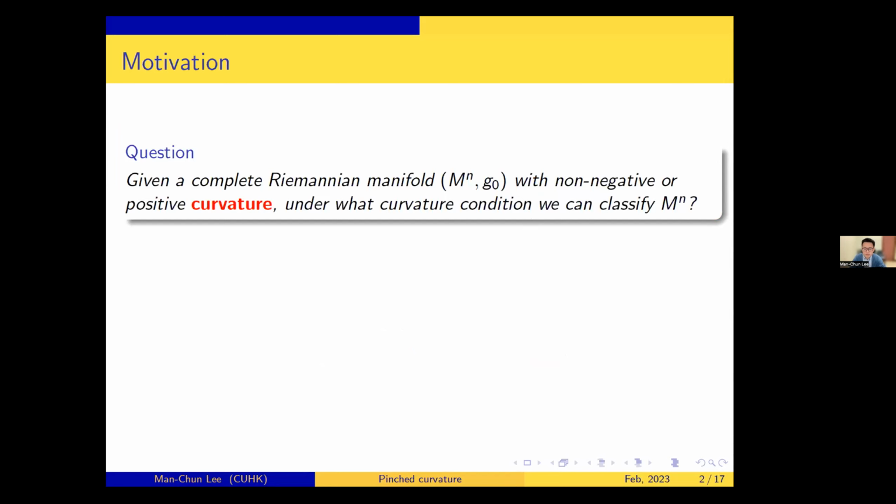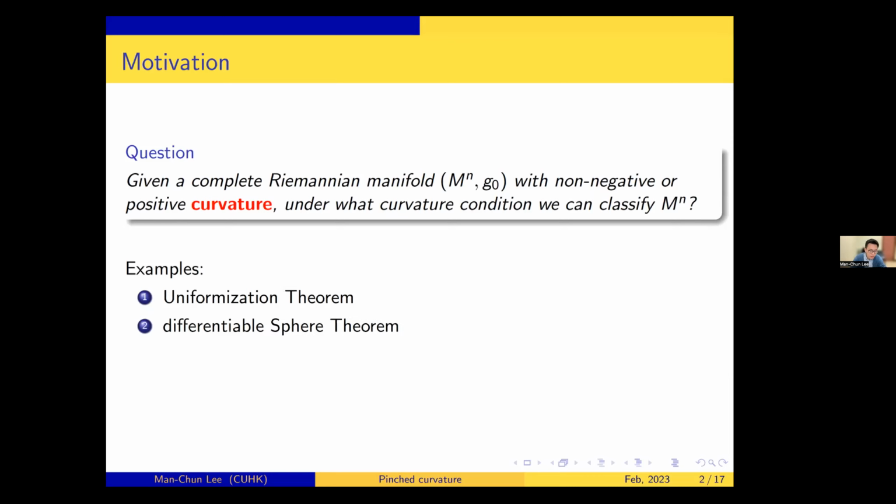A rough but very classical question: given a complete Riemannian manifold with non-negative or positive curvature, under what curvature conditions can we classify the manifold M? Just bear in mind, there are some curvatures, like the scalar curvature, with which you can hardly classify anything. Let me start with some examples that we know. The uniformization theorem in two dimensions, or in complex geometry, is one typical example of such a question. The famous differentiable sphere theorem is also a typical example of an answer to such a question.